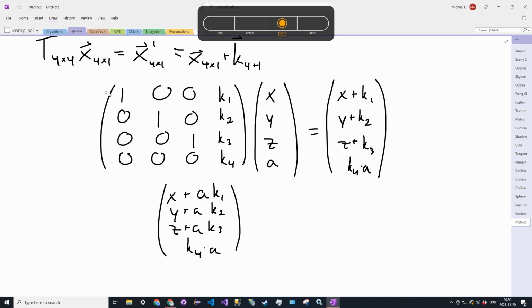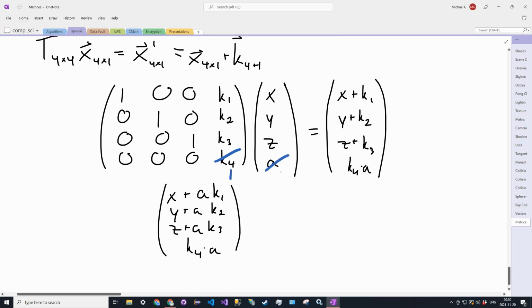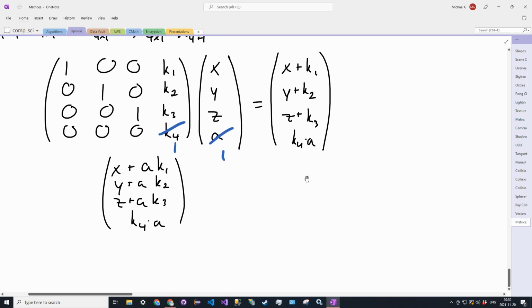So this K4 becomes a 1, the A becomes a 1, and what we're left with is that this fourth element in all of our position vectors has to equal 1. That's just how the math is going to work out if we want to do translations.